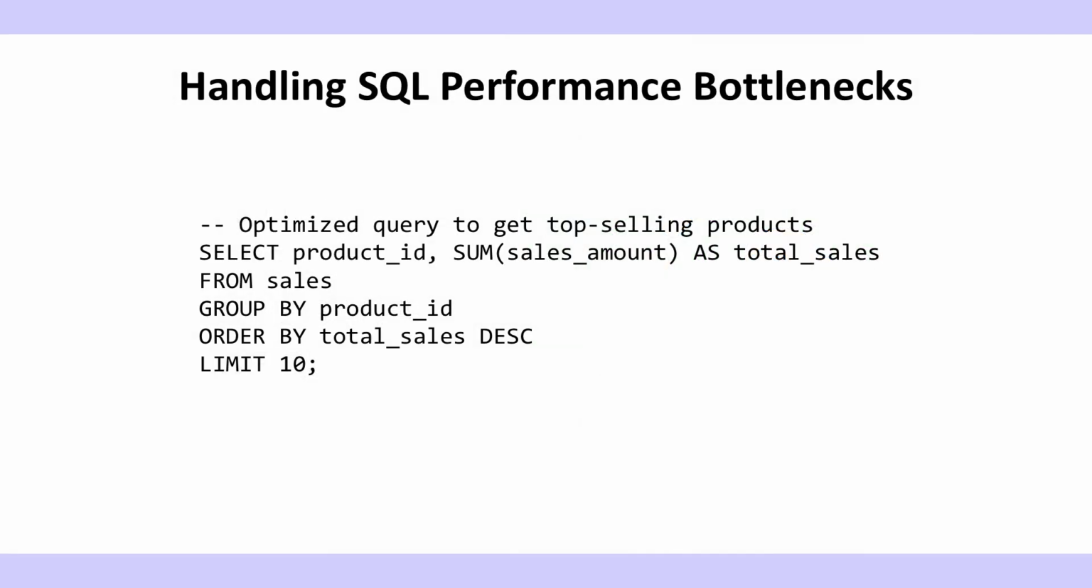This query retrieves the top 10 products based on their total sales. It groups the rows by product ID, sums up the sales amount for each product, and orders the results by total sales in descending order. The Limit 10 clause ensures that only the top 10 products are returned.